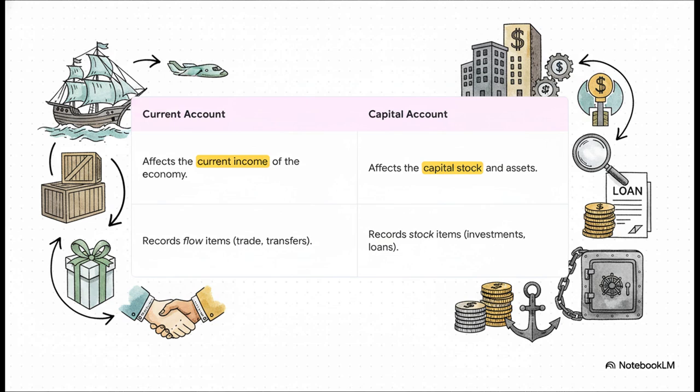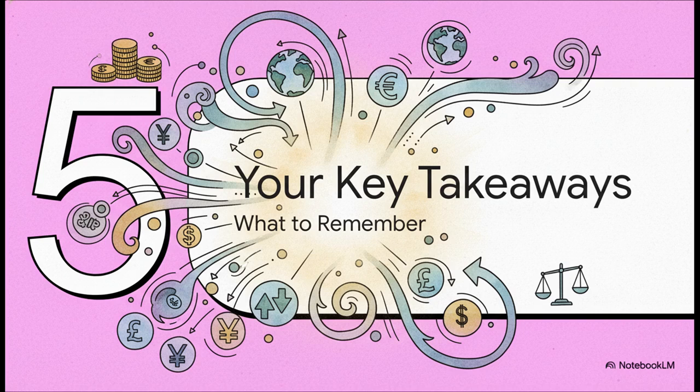The key difference really comes down to flow versus stock. The current account tracks flows, things like trading goods, services, and one-way transfers, like that gift. The capital account, on the other hand, tracks changes in the stock of assets and liabilities, like buying a factory or taking out a loan. So that gift from a relative, it's a flow, so it goes right into the current account. Nicely done.